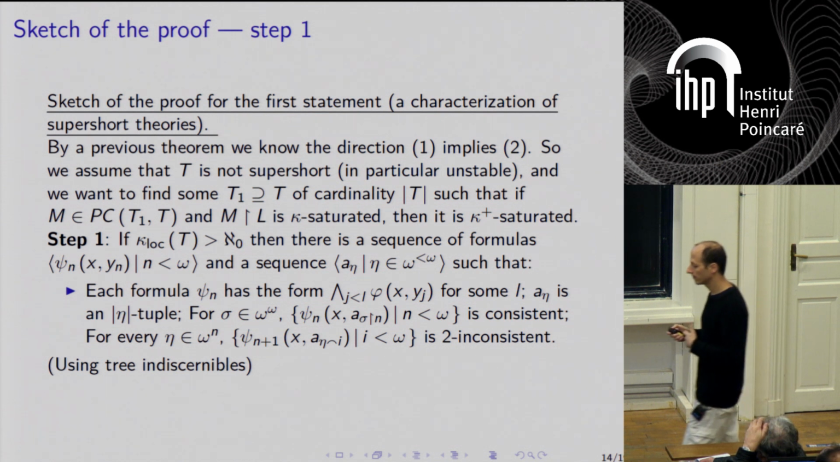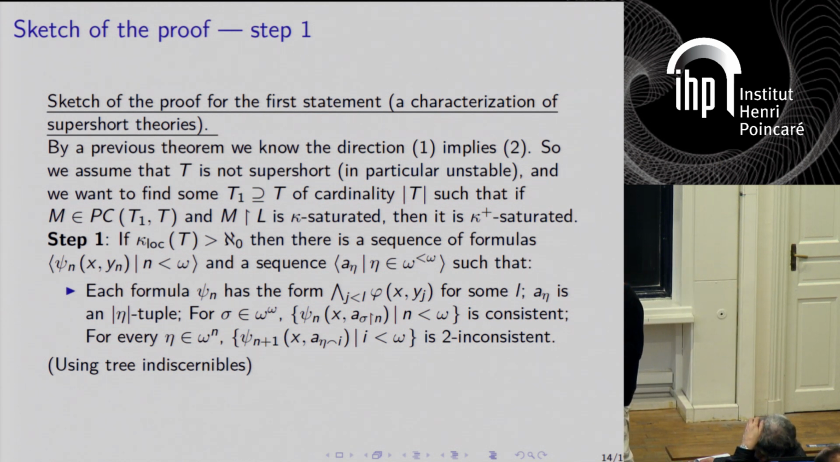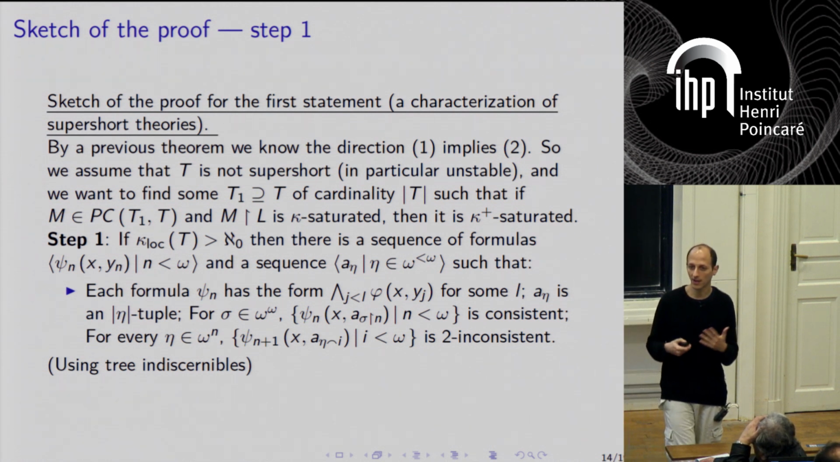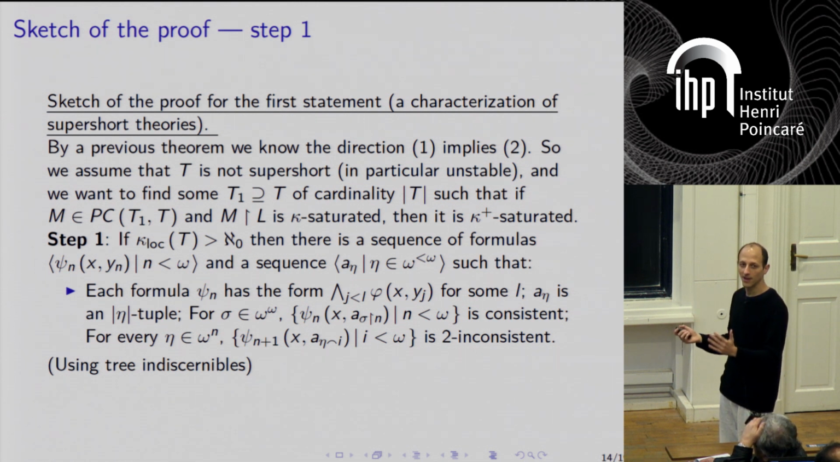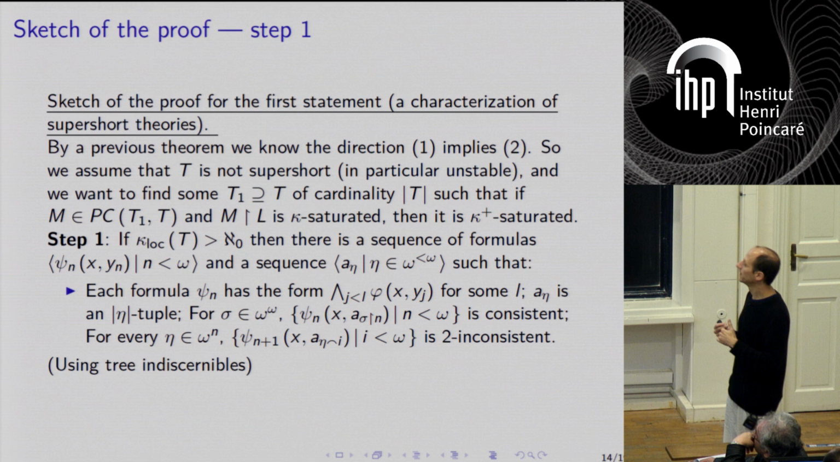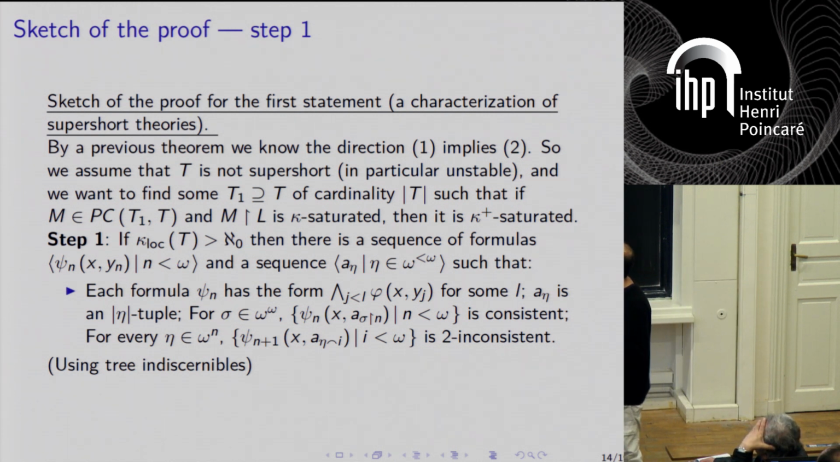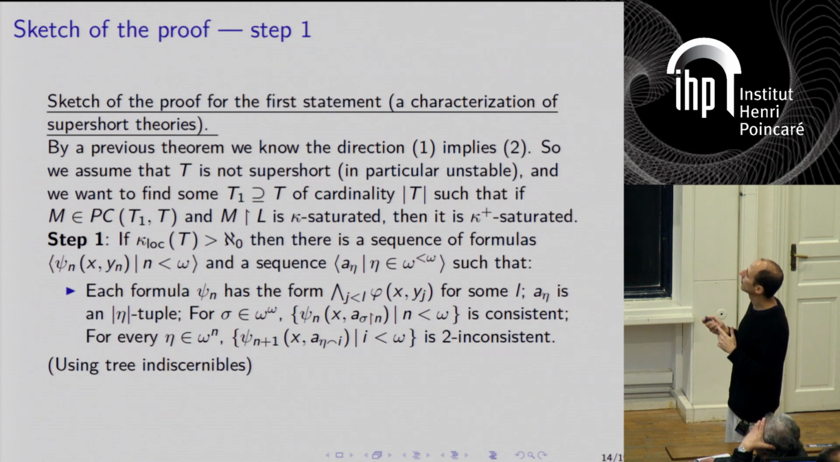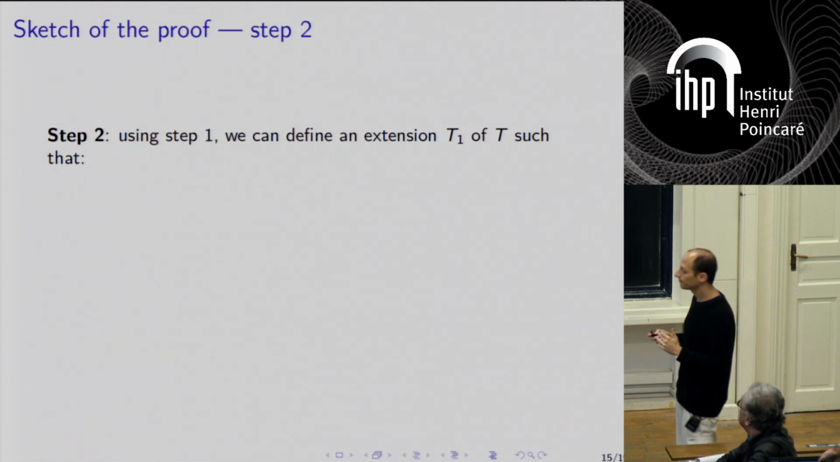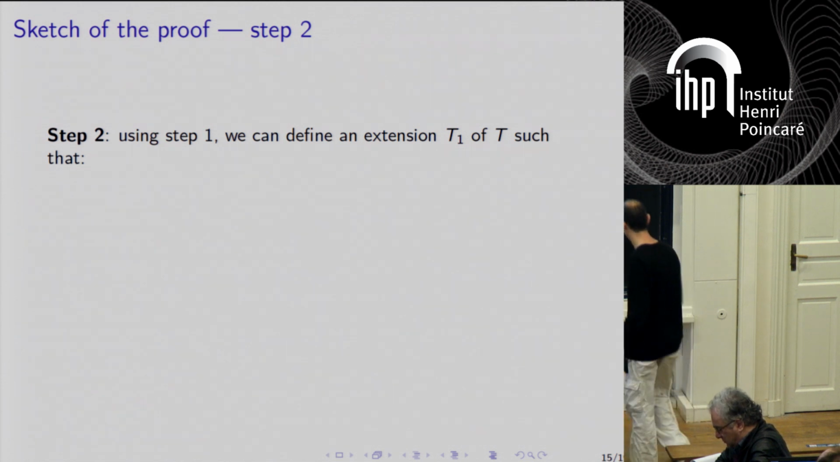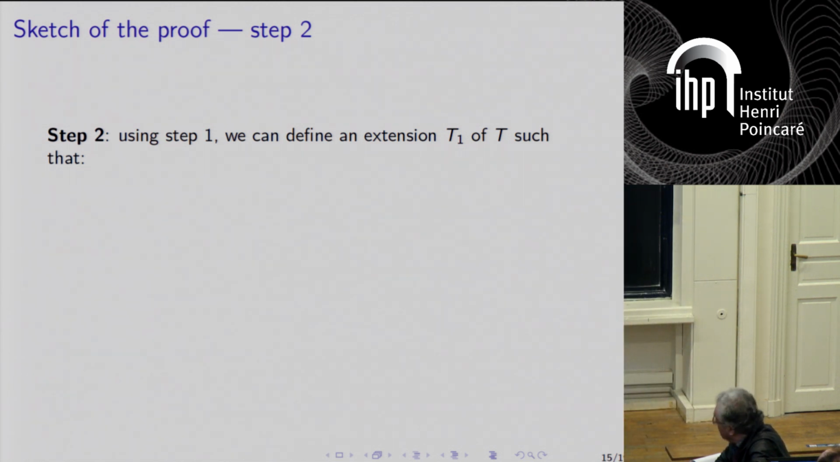To prove this, there was an argument in a paper of Artyom and Nick that we used, using tree indiscernibles. We start with the tree that we get from this assumption, and we make it very indiscernible, and then we glue things together until they're 2 inconsistent. Let's say you believe this. Now, using step 1, maybe I should draw this. Step 1 was like this: you have blocks, and each 2 are 2 inconsistent, and so on.